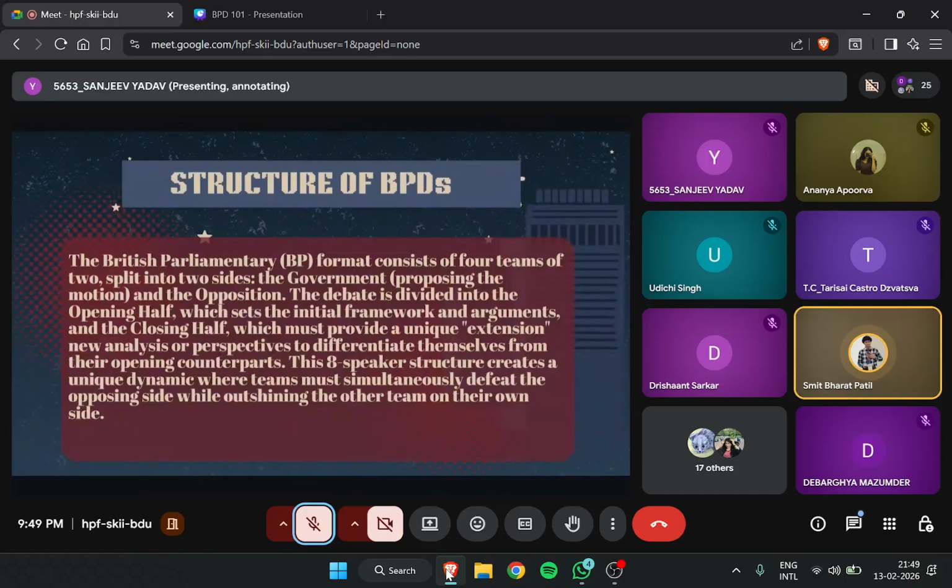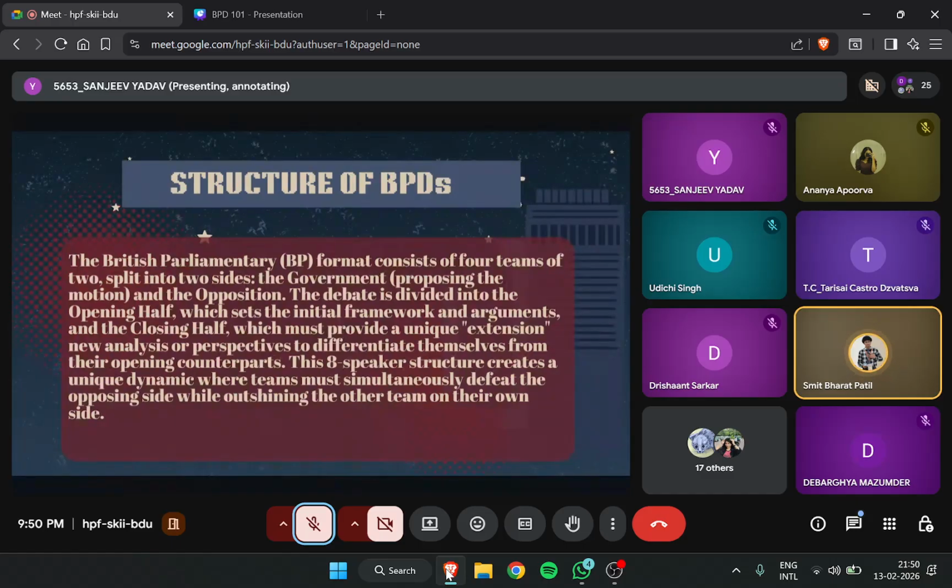Right. So what does British parliamentary debate look like, and what is the structure of it? Like APD, there still exist two sides of the house, that is the proposition government and the opposition. Now in the government side, there are two benches, that is opening government and closing government. Same goes for the opposition: opening opposition and closing opposition. Each bench or each team consists of two speakers. So if we have four benches and two speakers each, we will have a total of eight speakers.